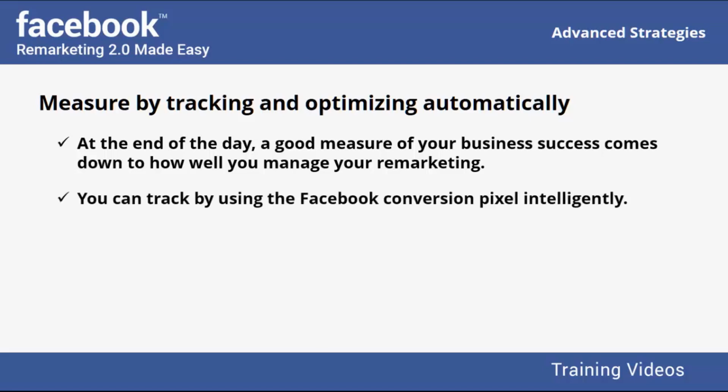You can track by using the Facebook Conversion Pixel intelligently. This will let you know how your customers behave on your site, from every trivial click to every purchase they make. A cool advantage of using the Facebook Pixel is that it will track your customers on every available device: desktops, smartphones, and tablets. Optimizing after tracking is the key.